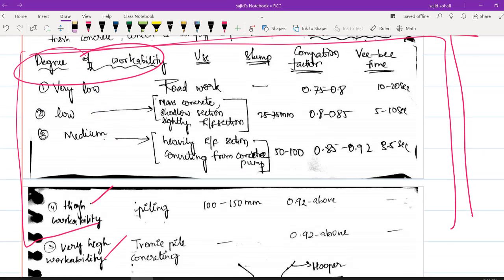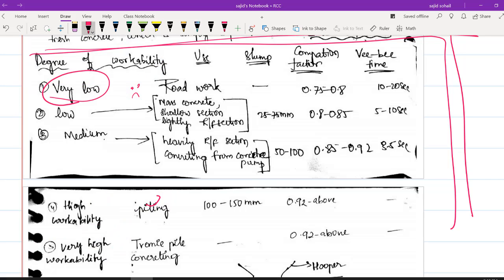Very low workability means it is almost rigid, it is not easily flowing. Very high workability is like water, it is flowing very easily. Very high workability has a very huge ease of motion of my freshly mixed concrete. If the concrete has very low workability, then it will be used in what?